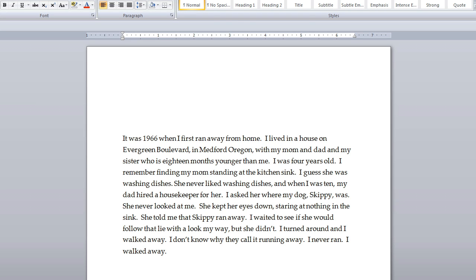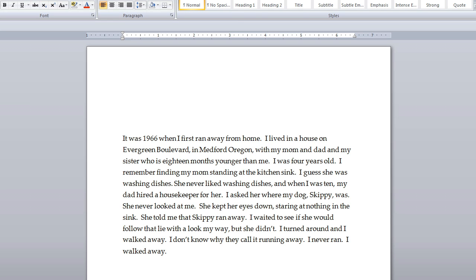Let's talk about unity. As I said earlier, the topic sentence tells the reader what the paragraph will be about. Unity means that the sentences a writer uses to develop the details of a paragraph serve that topic sentence. I'll show you what I'm talking about. Let's look at this paragraph one more time. Can you spot the sentence that interrupts the unity? I'm going to read it again.